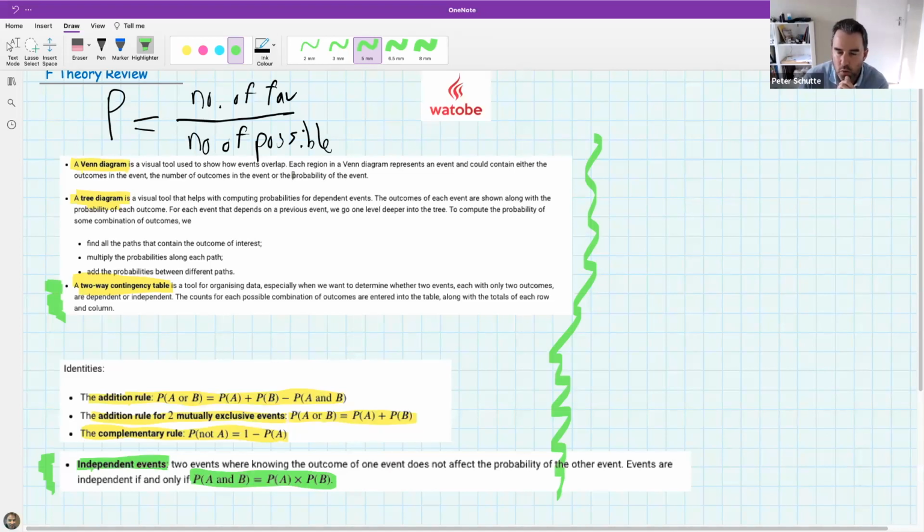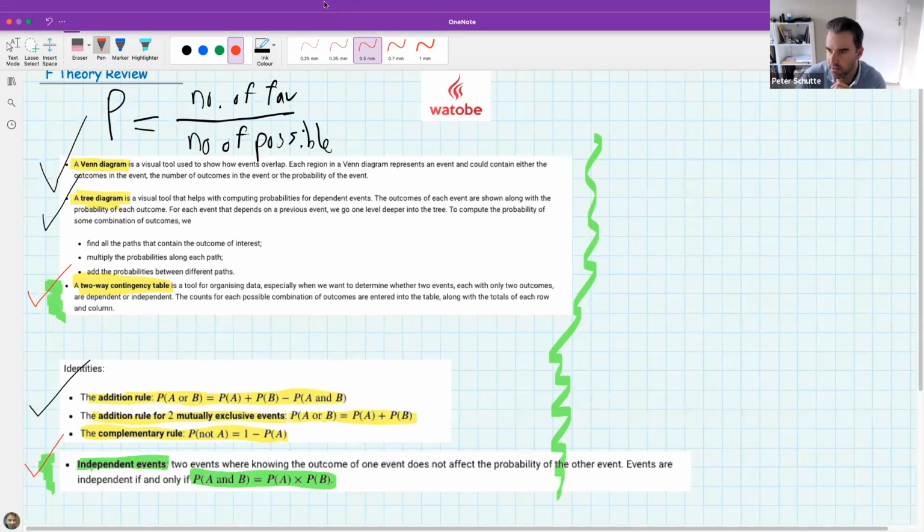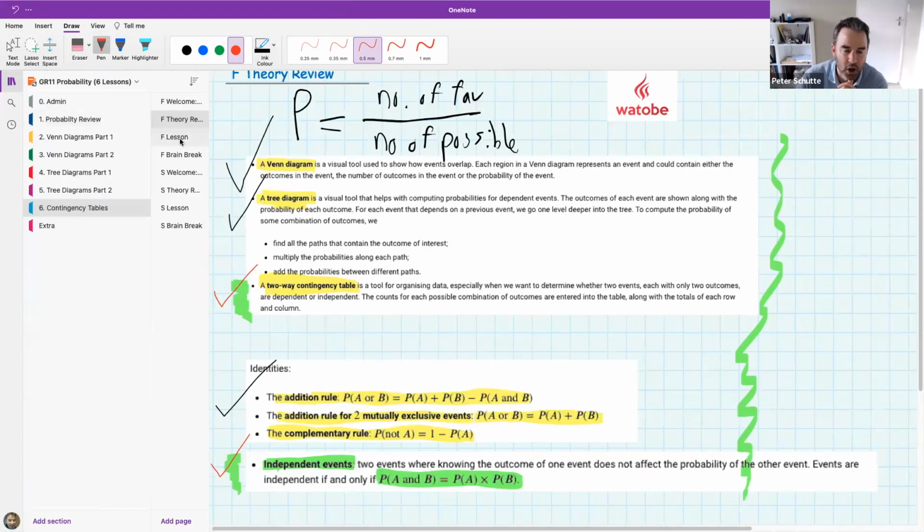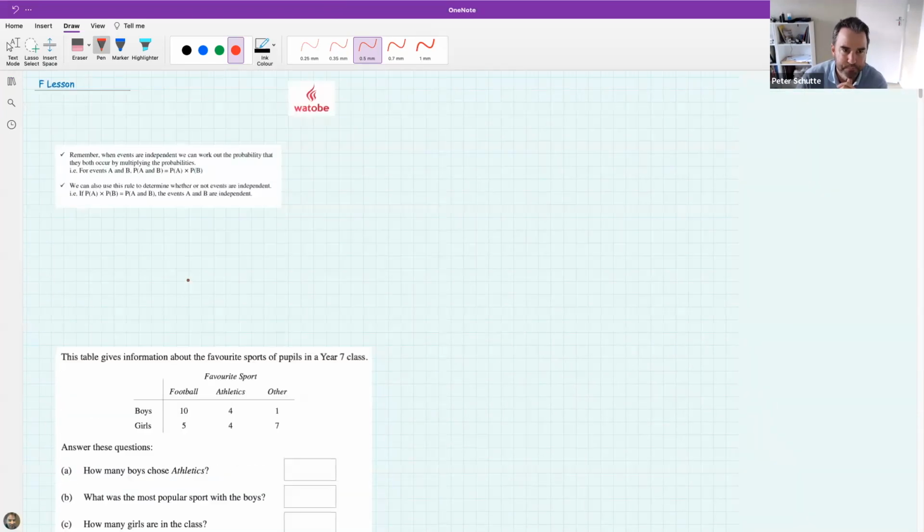So for those who are feeling unsure, remember, we've done 5 lessons before today, and they have focused around the Venn diagram, the tree diagram, and then this stuff over here. Today, we're going to focus on the two-way contingency table and the independent events rules. If you are unsure of those things, go back and watch the previous recordings and life will be good to you, I promise. Okay, so let's get going on the actual lesson for today.